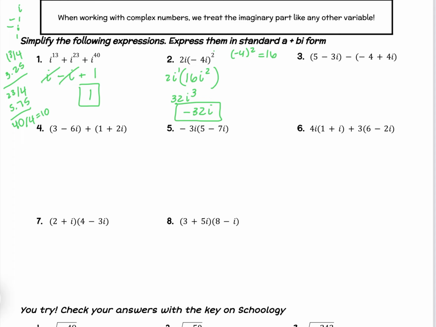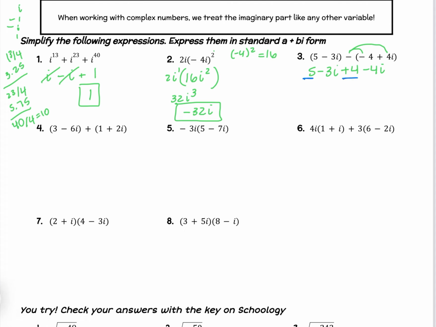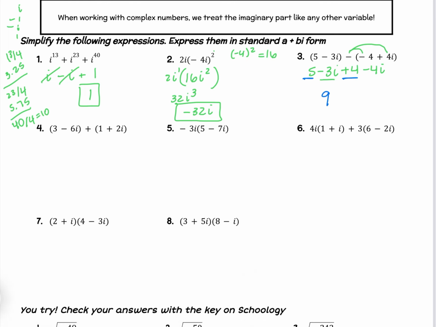All right, now we're going to do where we add and subtract. So if we look at this, we have a negative. So let's go ahead and distribute that. So the first one stays the same. We have negative times negative 4. That's going to be plus 4. And then distribute that, and it's going to be minus 4i. And then we're going to combine like terms. So like terms are 5, just a normal number, plus 4. So that would be 9. And then anything that has an i, so negative 3i minus 4i is going to be negative 7i.